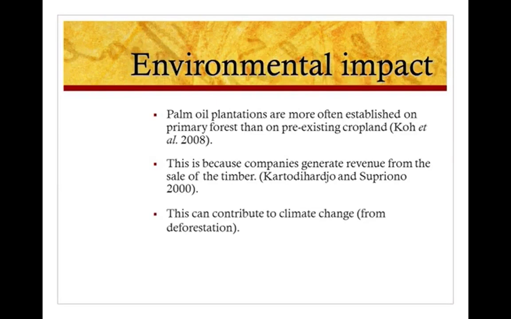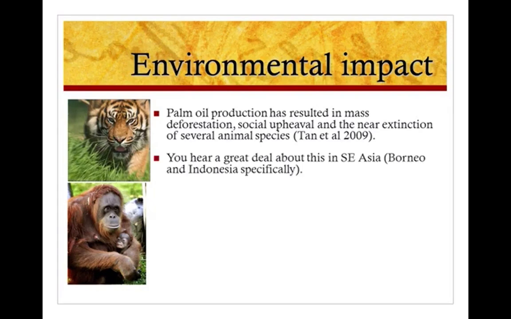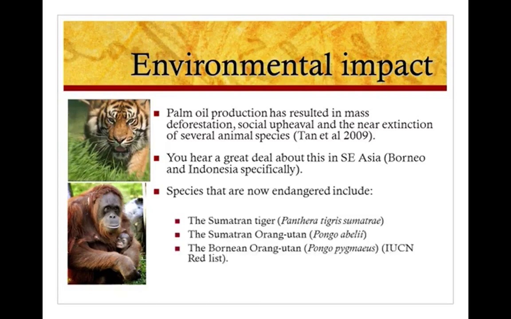Of course, we've already talked about that this contributes to climate change. I don't need to go into that much about the bad side of deforestation. Palm oil production has resulted in mass deforestation, social upheaval, we'll talk more about that, and the near extinction of several animal species. You hear a great deal about this in Southeast Asia. Again, big offenders, Malaysia, Indonesia, and of course the island of Borneo is where we're seeing a lot of this impact. Species that are now endangered include the Sumatran tiger, the Sumatran orangutan, and the Bornean orangutan.